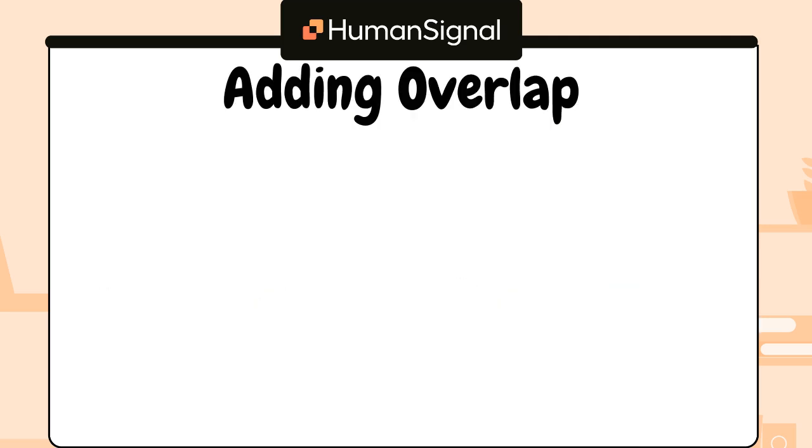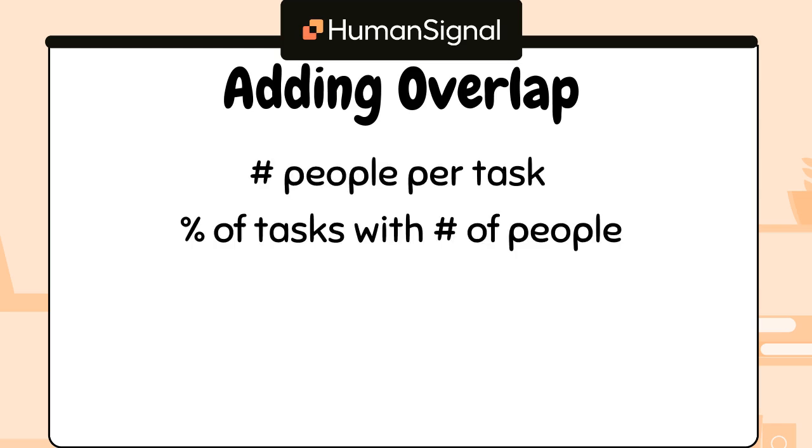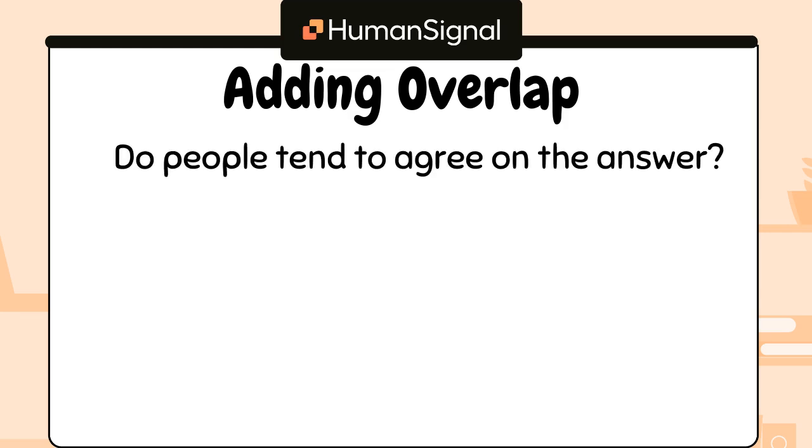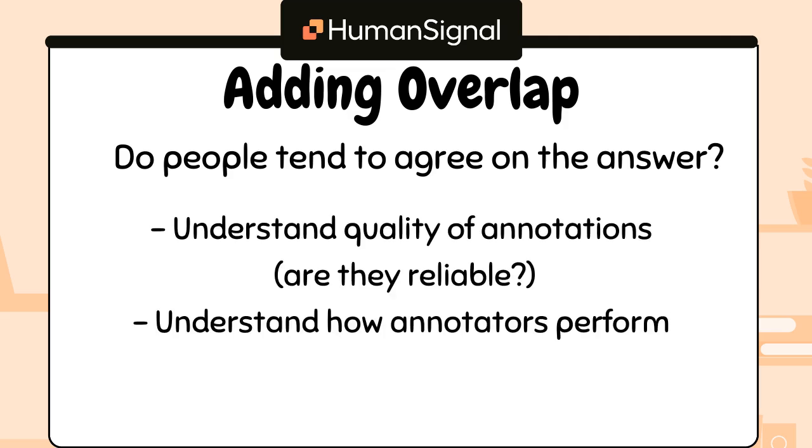To solve this problem, we can implement overlap into our projects. Overlap defines how many annotations you want on each task and for what percentage of the tasks you want a given number of annotations. By leveraging an overlap, we can evaluate how different annotators would annotate the same sample, giving us a proxy metric for quality as well as a deeper understanding of how each of our annotators is performing.